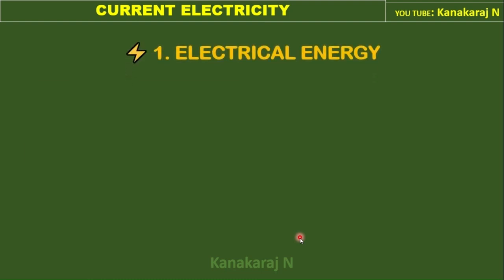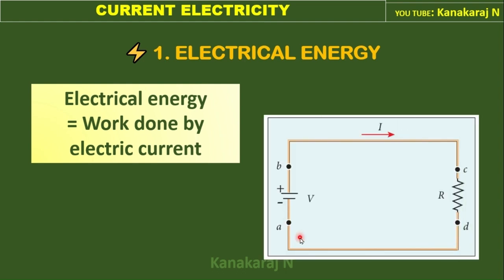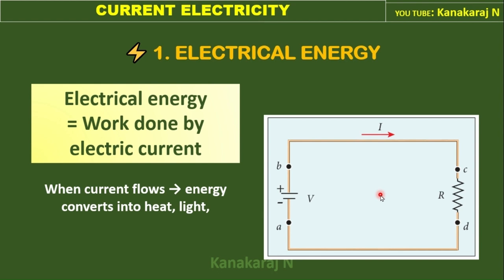Electrical energy. The work done by electric current is called electric energy. Here you have a battery. From the battery, the current flows through the resistor. In the resistor, heat develops. The heat developed equals the work done by the current. When current flows, energy converts into heat, light, and mechanical energy.